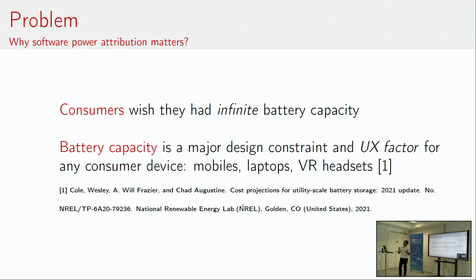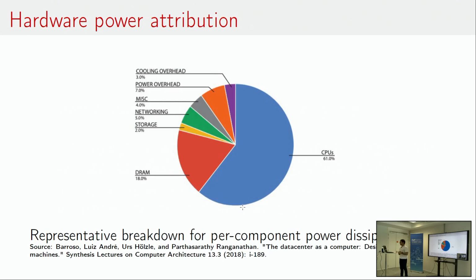It's not the case because battery capacity is restricted. Fundamentally, the charge of a battery is restricted, and this is a fundamental restriction in technology. It determines your design for, let's say, VR headsets, for laptops, and we need to optimize for it. Since this is a restricted resource, where does this resource go? Where does battery power go?